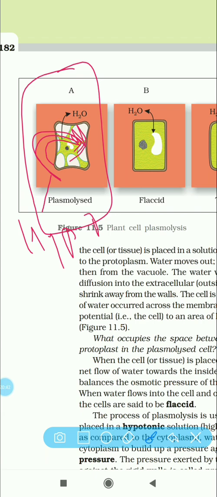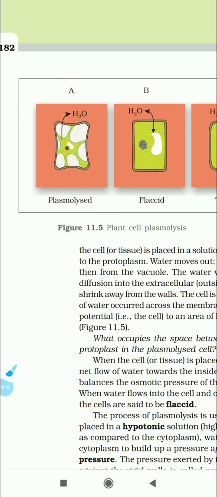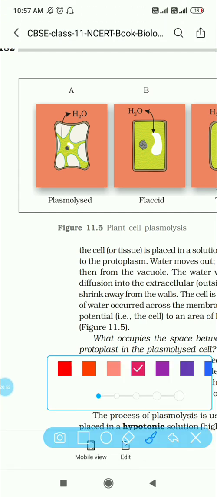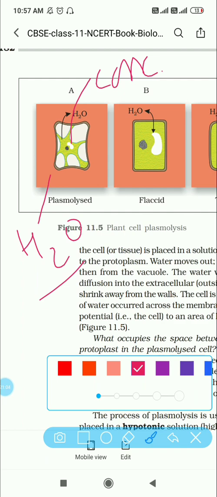Now try to think something. See, this part has more H2O and this has less H2O. This is more concentrated. So where will the water movement happen? Water will move from inside of the cell to the outside.